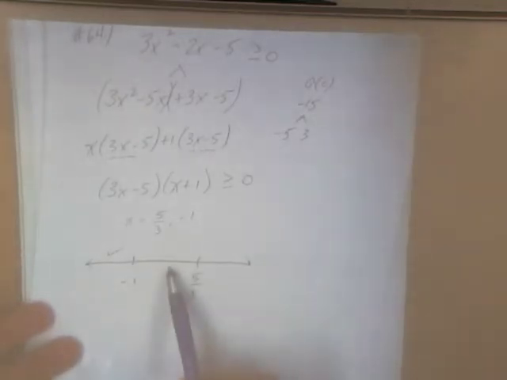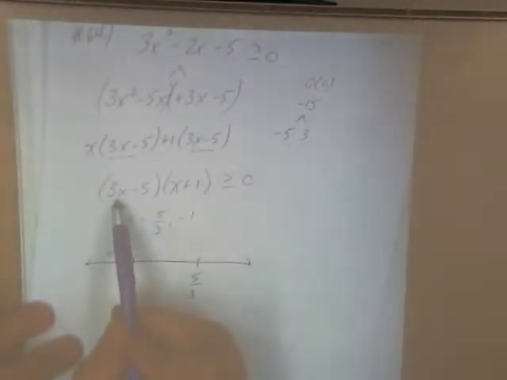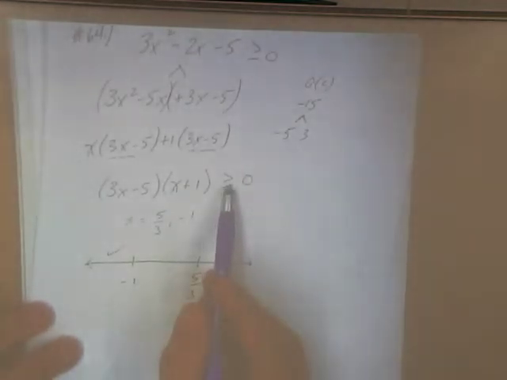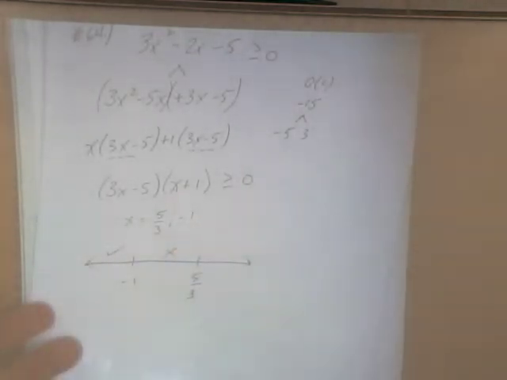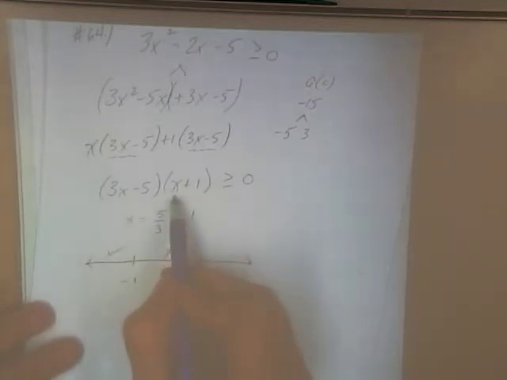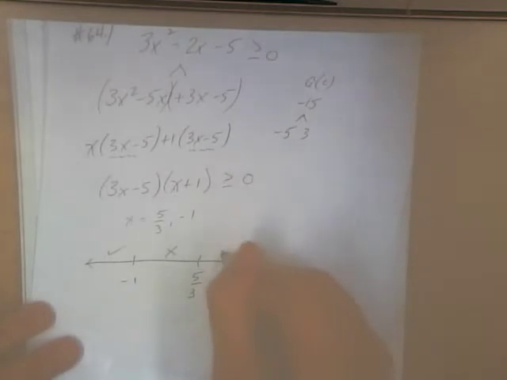Plug in a 0. 0's in here, yeah? So if we plug in a 0 here, I'll get -5 times 1, which is -5. Not greater than 0, so this section does not work. And plug in a 2. So we'll get a positive number. 6 minus 5 is 1. And then another positive. Positive times positive is greater than 0, so that works.